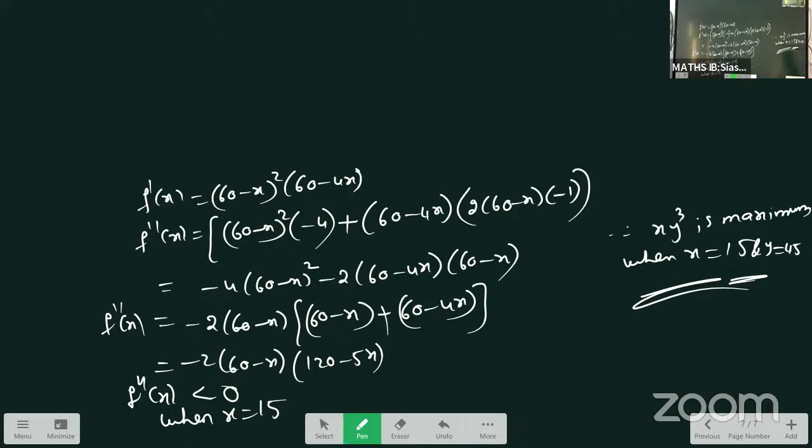So this is how the LAQs of maxima and minima are done. Just practice these 3 questions. So it will be useful for your upcoming exam. So with this, almost all 7 marks questions are completed.